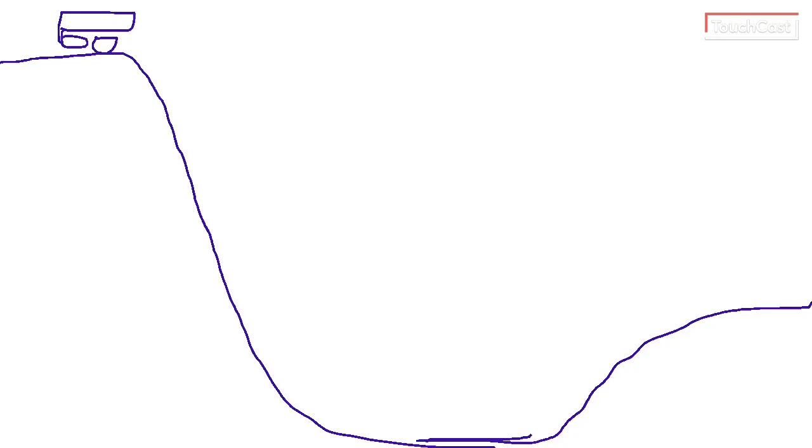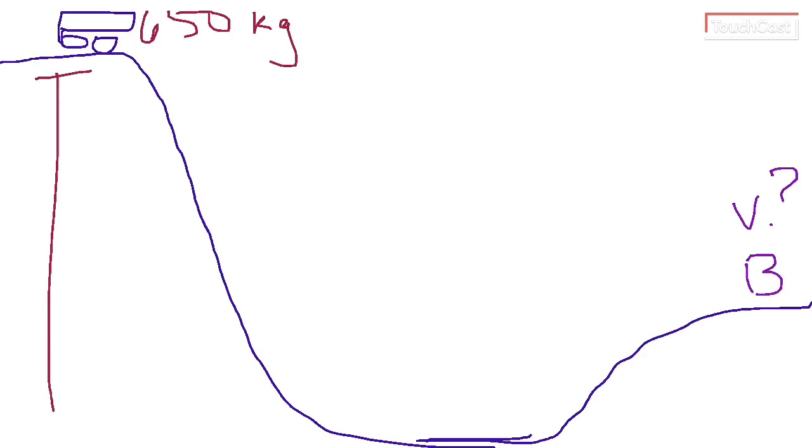And so let's say this is point B, and I want to know what our velocity is at point B. Okay. Now, I do need to give you some background information. So let's say our cart is 650 kilograms. Let's say our first hill is 50 meters off the ground. And let's say our second hill is 15 meters off the ground. Alright, so we need to figure out the velocity on the second hill.